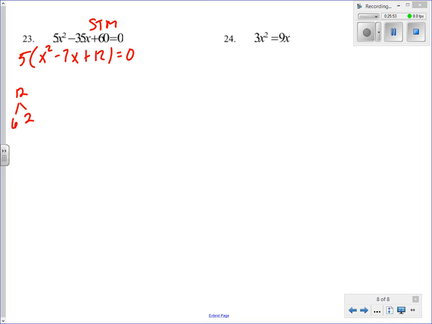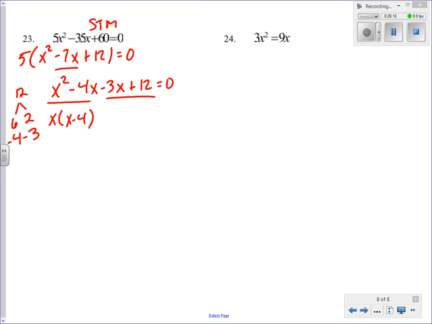Okay, we know we can do 6 and 2, and 4 and 3. 1 and 12 wouldn't really help us. Take a look at that 4 and 3. If we make both of those negative, we can get to negative 7 in the middle. So we're going to use negative 4 and negative 3. So x squared minus 4x minus 3x plus 12 equals 0. From here we factor by grouping, pull out an x. We want an x minus 4 left, so we need to pull out a negative 3 on that second set. So here we would have x minus 3 equals 0, and we'd have x minus 4 equals 0.